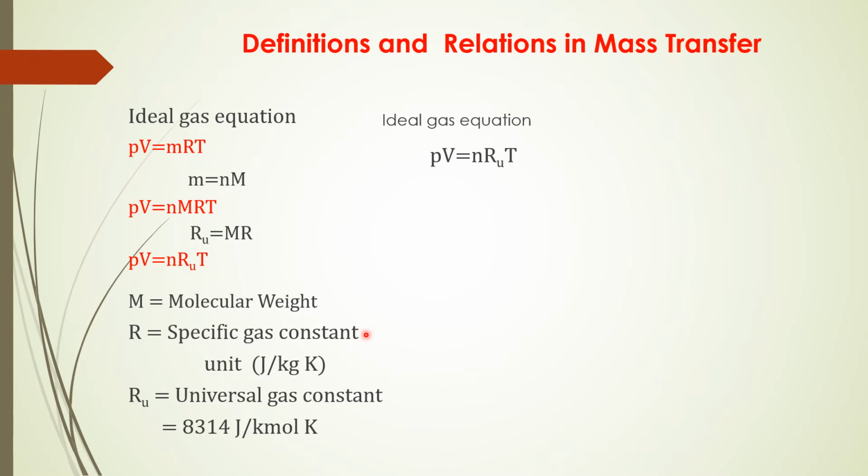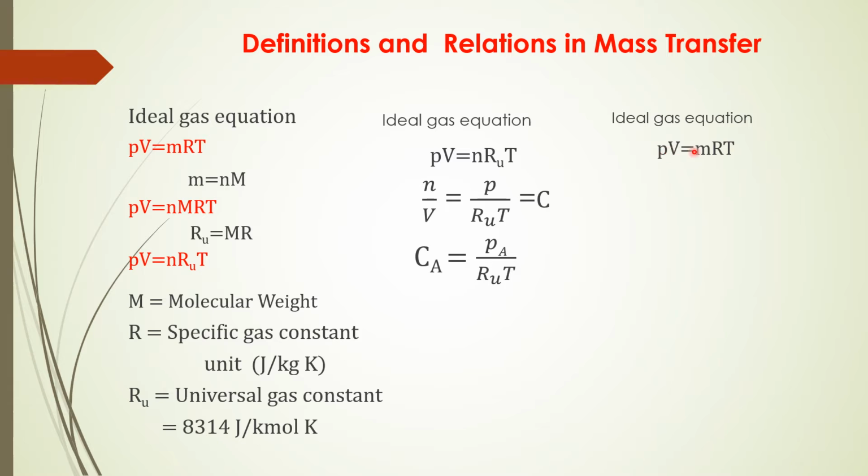Now we will see what is molar concentration. So from ideal gas equation, PV is equal to N RU into T. The molar concentration is N by V, which can be written as P by RU into T. So we can write Ca equal to Pa by RU into T. The same way mass concentration, from the ideal gas equation PV is equal to mRT. Rho is m by V, which can be written as P by RT. So rho A is equal to Pa by R into T.